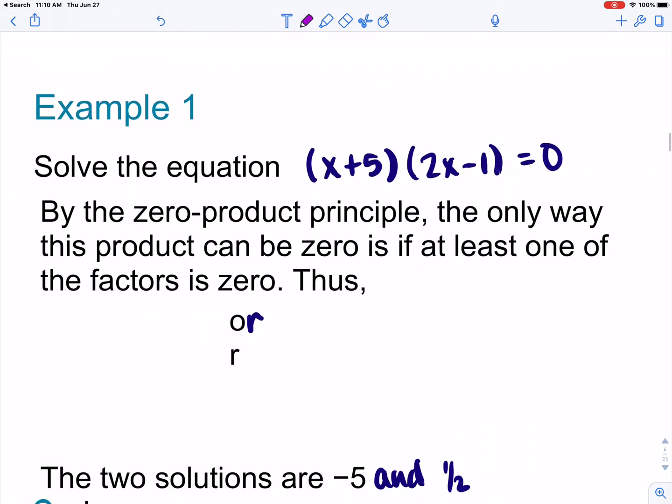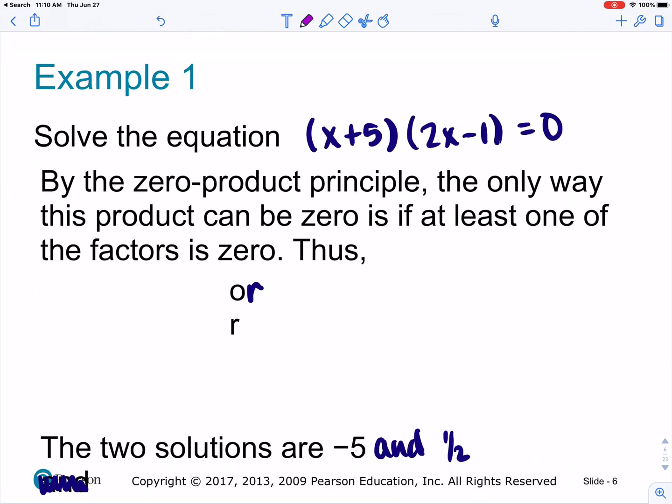So here's our first example. It says solve this quadratic equation by the zero product principle. The only way this product can be 0 is if at least one of the factors is 0. Thus, what we're going to do is set them both equal to 0. So we're going to go x plus 5 equals 0, or 2x minus 1 equals 0. Then we're going to solve both of those equations for x.